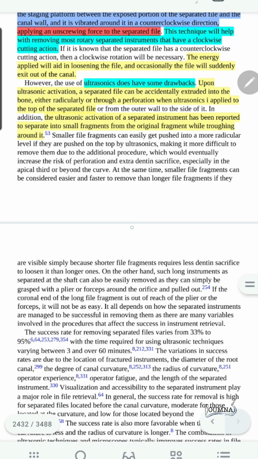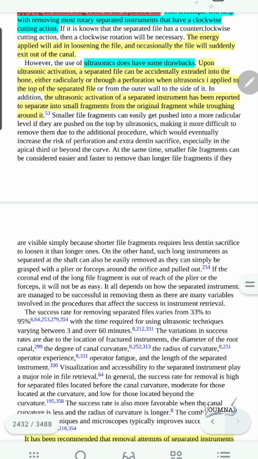Occasionally the file will suddenly exit out of the wall of the canal. We must take care not to put the tip of the ultrasonic directly on the separated file, in order to prevent accidentally extruding it into the bone outside the radicular area. Also, when we use high speed activation, we can separate the file into smaller fragments, which will make the procedure harder.